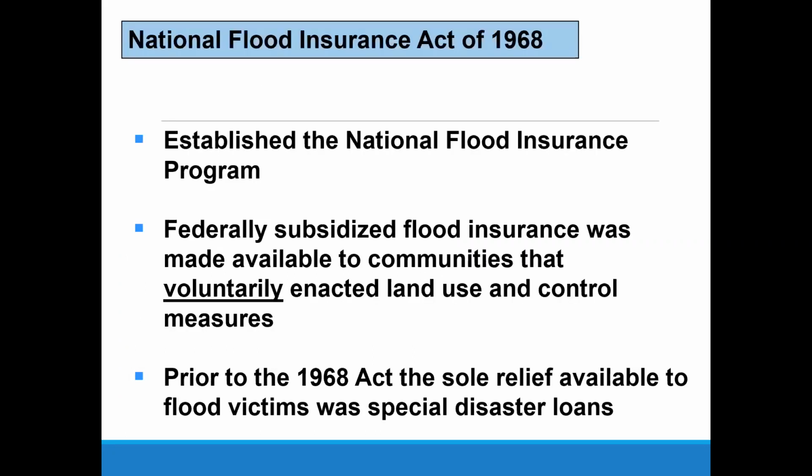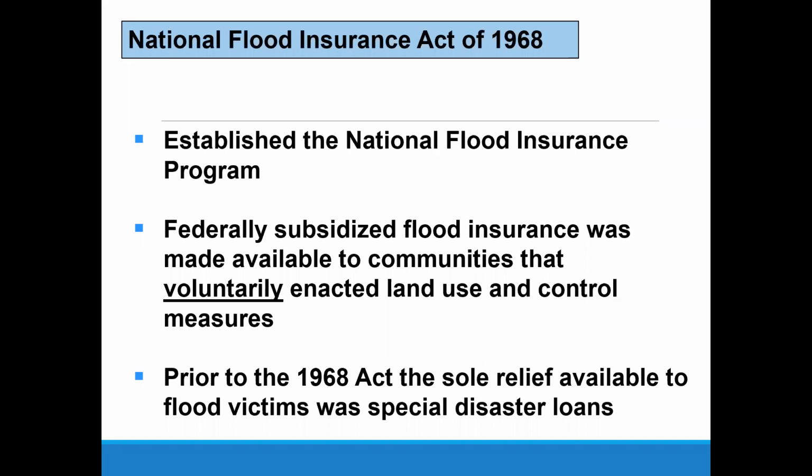Okay, so the National Flood Insurance Act was passed in 1968. That is the start of the National Flood Insurance Program. This is what made federally subsidized flood insurance available to communities that agree to participate. So it's a voluntary program, and you have an agreement with the federal government to regulate your floodplains and control that land use.